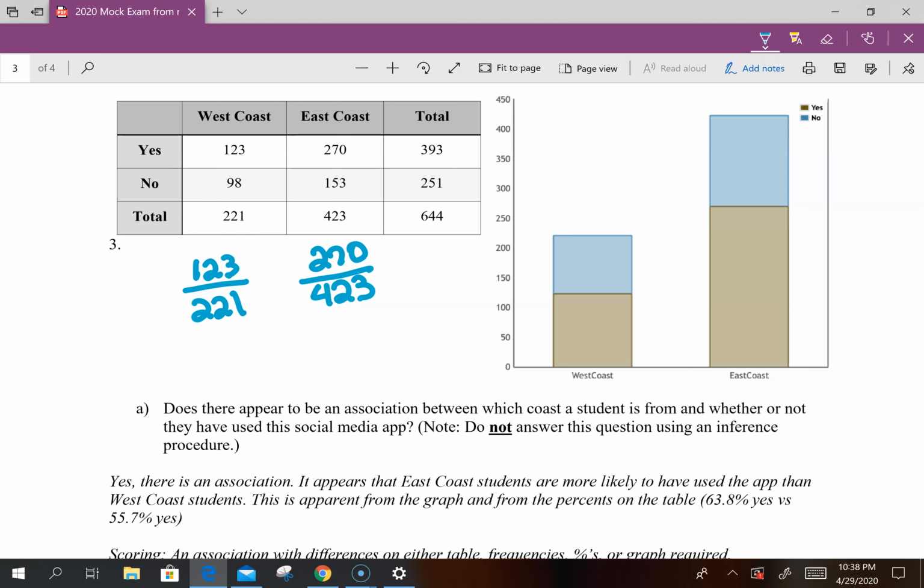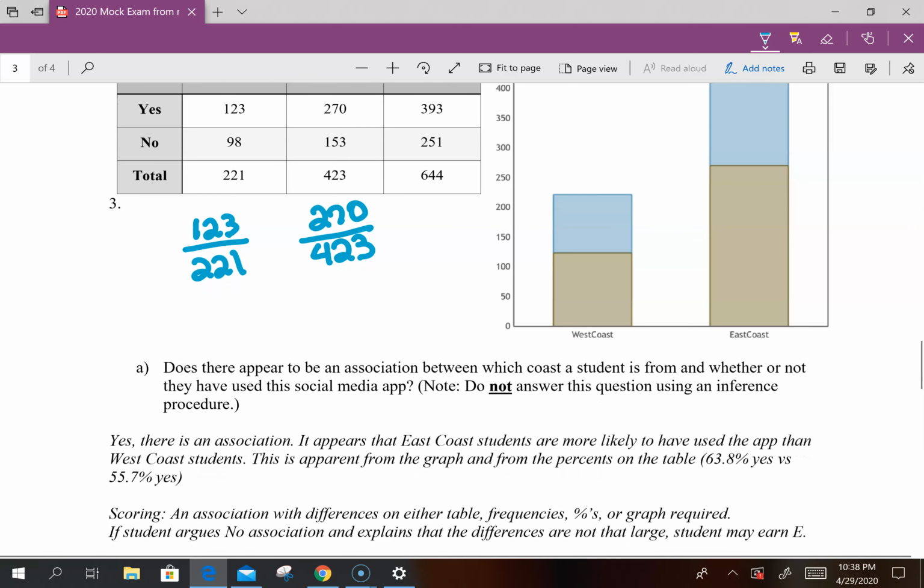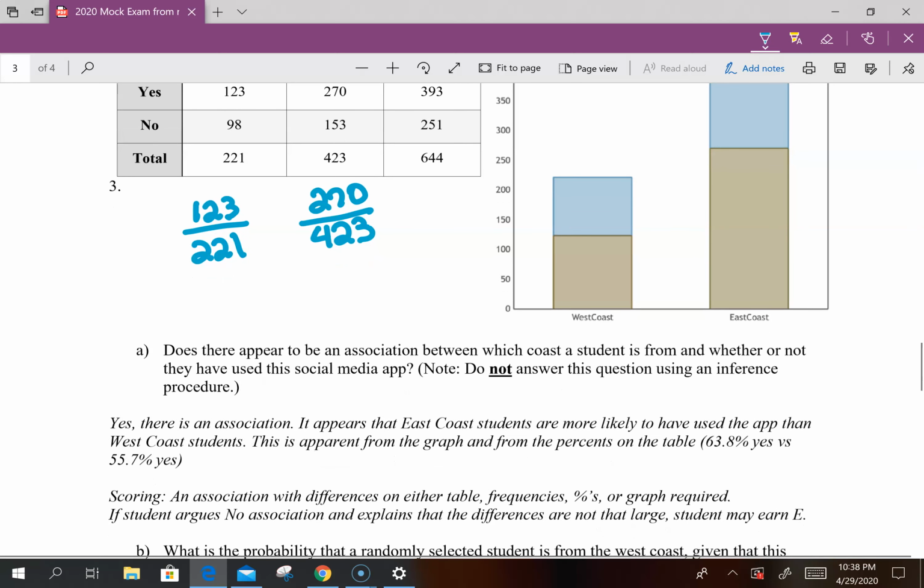So if you look over here, this East Coast relative to that bar is a little taller. Is it a big difference? No. It's 63.8 to 55.7. So there is a real valid case to be made to say, no, there's not an association because those numbers are too close together. So as long as you say that, you're fine. And that's exactly what they're saying here on the underscoring.